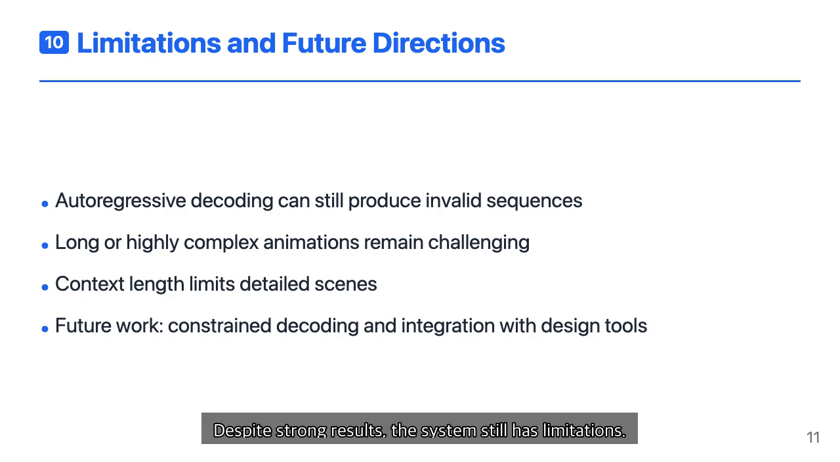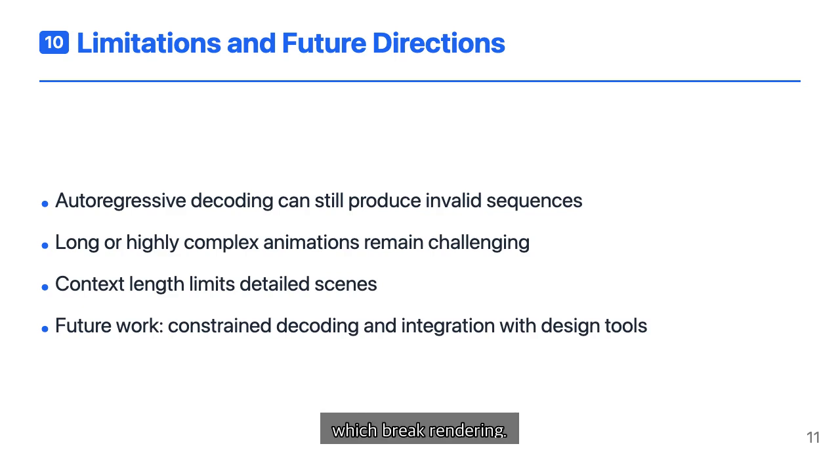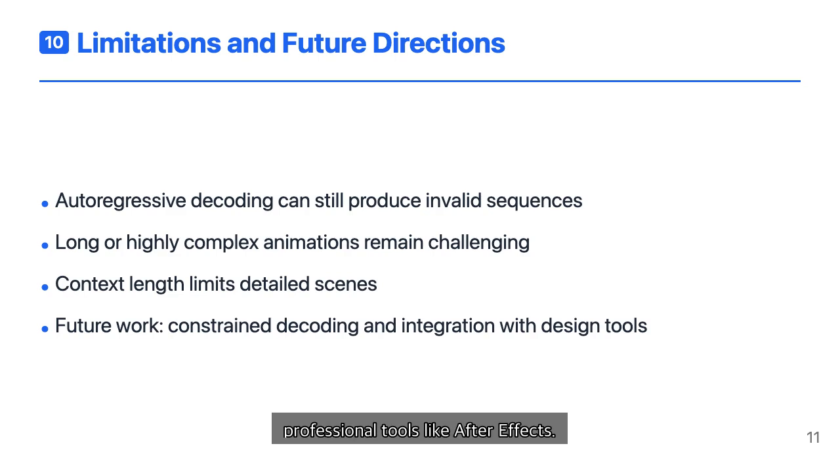Despite strong results, the system still has limitations. Autoregressive generation can occasionally produce invalid command sequences which break rendering. Very complex scenes or long animations also remain difficult due to context limits. Future research could improve reliability using constrained decoding, reinforcement learning with renderability rewards, or tighter integration with professional tools like After Effects.